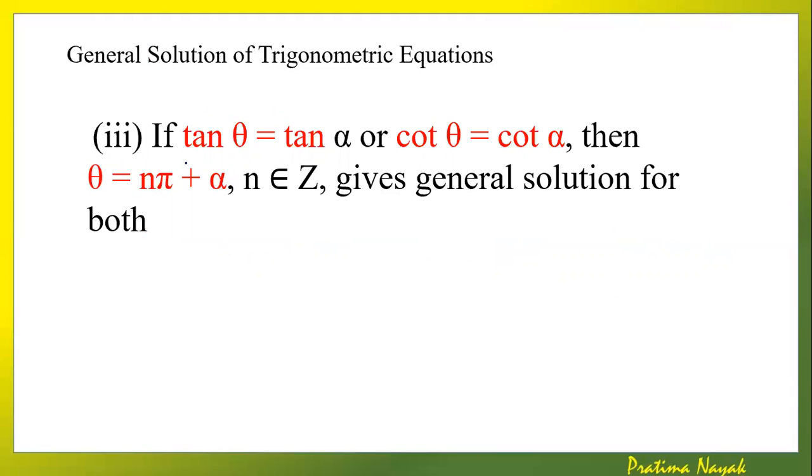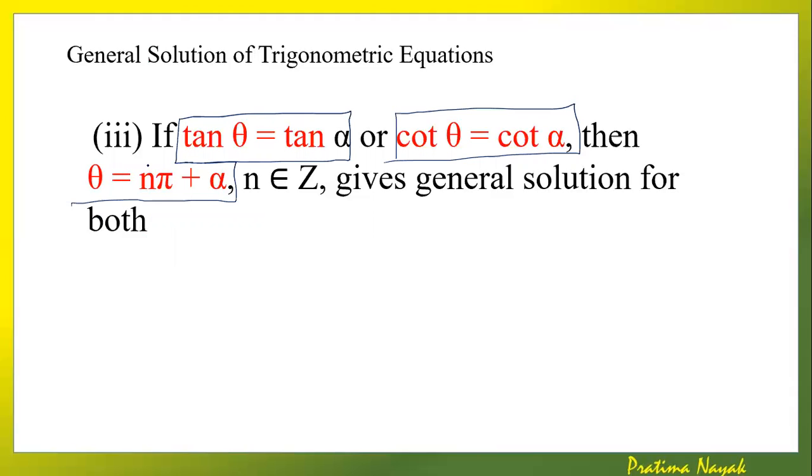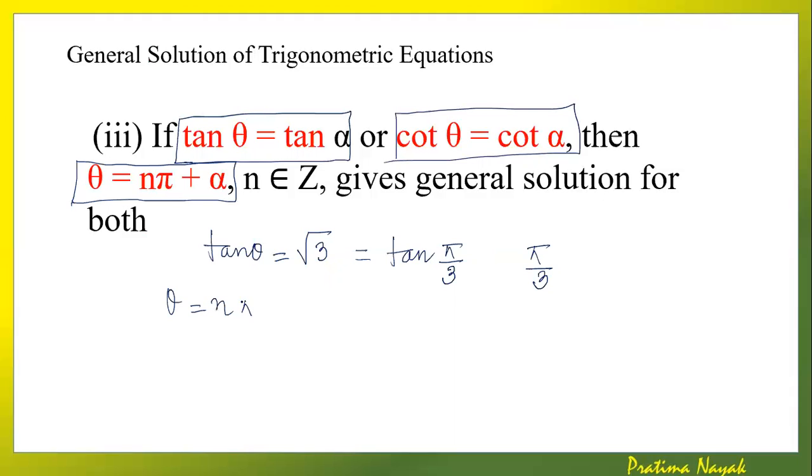Next is when tan theta is equal to tan alpha. When tan theta is equal to tan alpha or cot theta is equal to cot alpha, then you will write theta is equal to n pi plus alpha. For example, tan theta is equal to root 3. Then what is the principal solution? The principal solution is 60 degree, or this is tan pi by 3. So pi by 3 is your principal solution. For your general solution, I'll write theta is equal to n pi plus pi by 3, where n is an integer. I hope you followed the basic concept. Now we'll go for the questions.